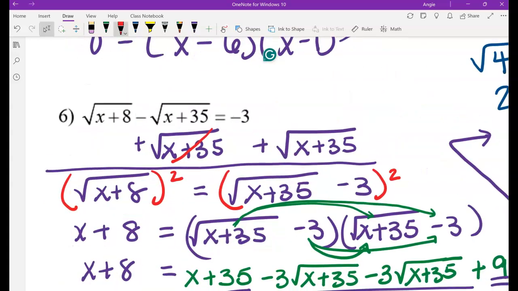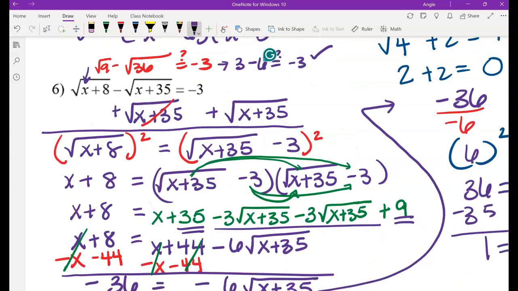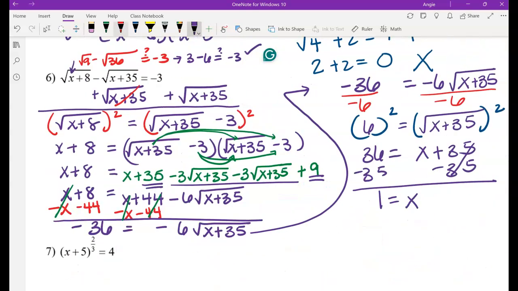When x is 1, okay, 1 plus 8 is 9. So now we have a square root of 9, take away 1 plus 35 is 36, question mark, -3. Well, square root of 9 is 3, so our next task is going to say 3 minus square root of 36 is 6, question mark, -3. And that is true, so we can box up our x equals 1.